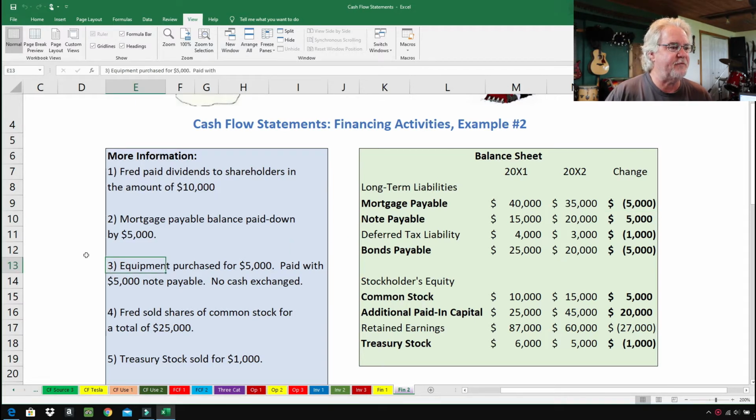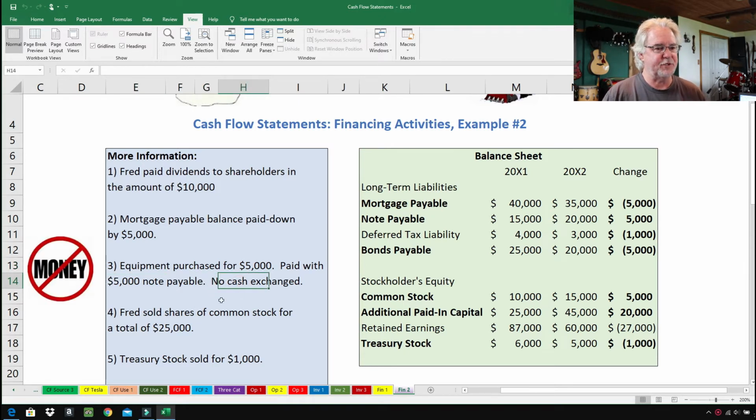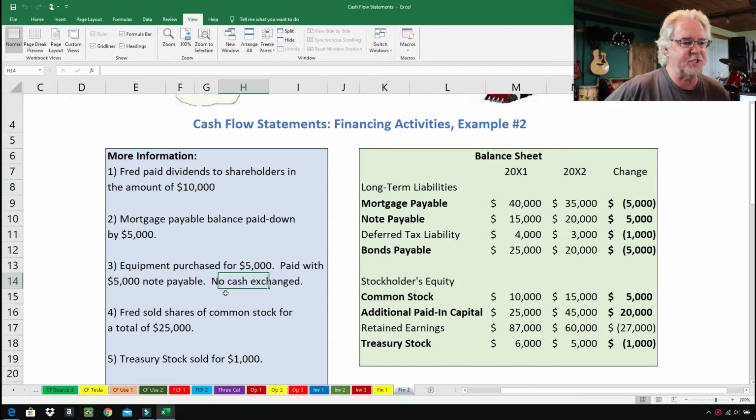Equipment purchased for $5,000. Paid with a $5,000 note. Now, no cash exchanged. No cash exchanged right here. Now, this is a cash flow statement, and so if there's no cash exchanged, it's not going to go on the cash flow statement. Years and years ago, it used to, but not anymore.